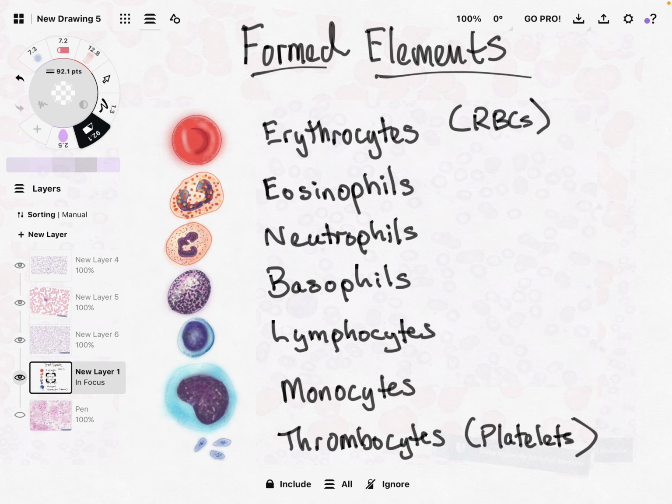The agranulocytes will be our lymphocytes and our monocytes. They do have things in their cytoplasm. It's not that their cytoplasm is this void sea of nothing, but they don't have these thick vesicles like you see with the granulocytes. Okay?